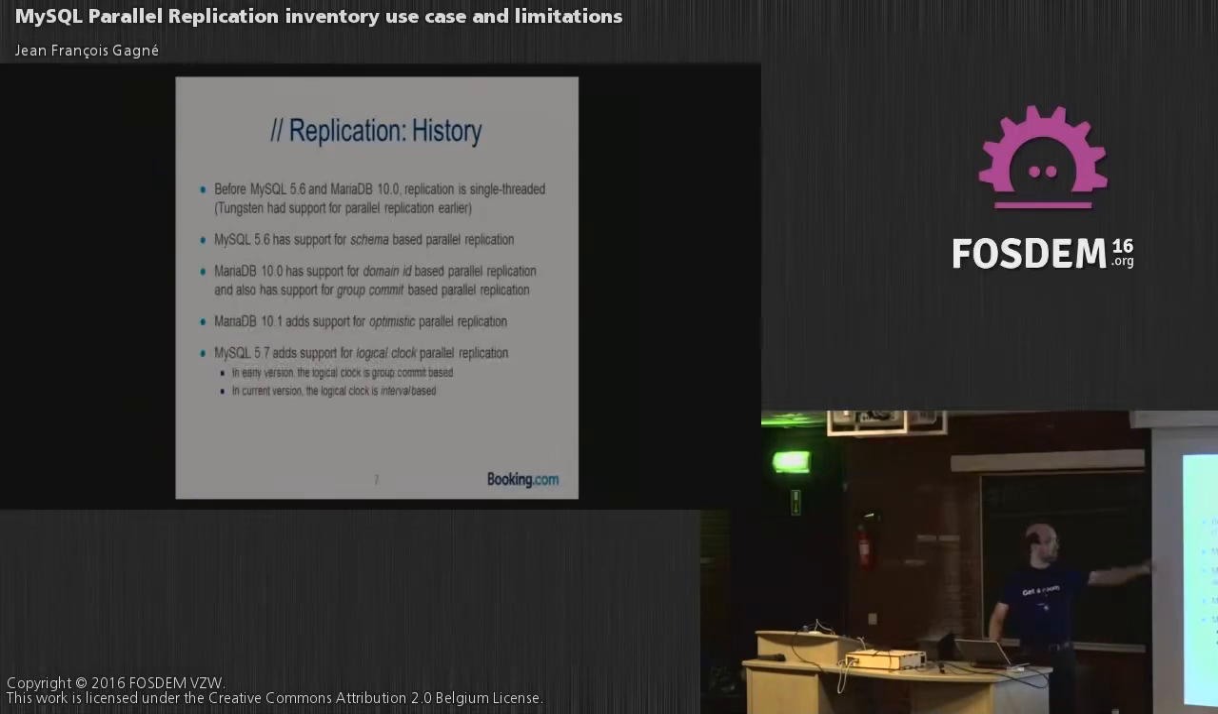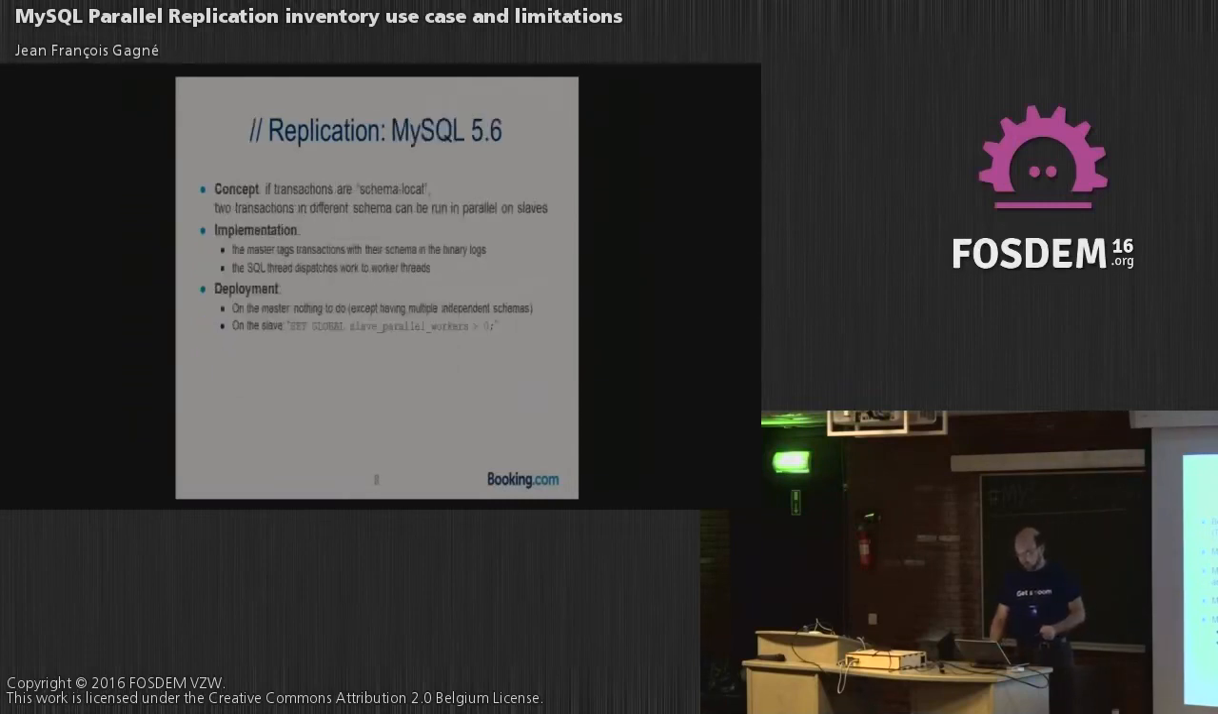History. I will go through all those solutions one by one, so this is the quick inventory. MySQL 5.6 introduced parallel replication based on schema. The concept here is if you have transactions that are schema local, so that only touch a single schema, two transactions in different schemas do not conflict and you can run them in parallel on the slave. It's a pretty simple idea. It works pretty well, and MySQL 5.6 implements that.